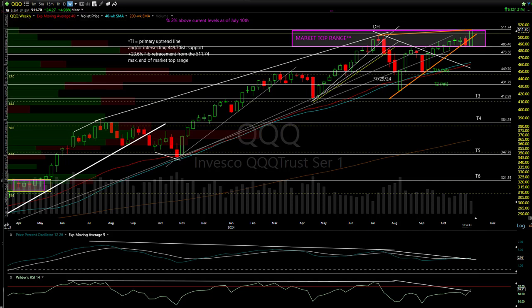So, in other words, you can allow a little punch through here, but ideally, again, it just lines up, and it doesn't have to be so to the penny. But ideally, you want to see a weekly close. You do not want to see a weekly close above there. As I've said before, it's not going to change.